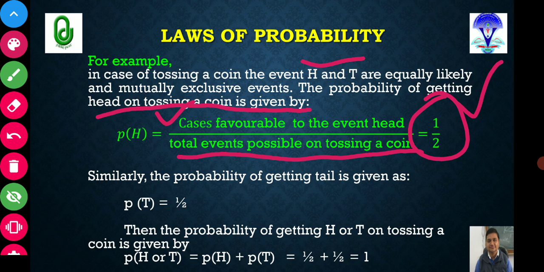That is why the probability comes to 1 by 2. Similarly, the probability of getting tail, P(T), will be 1 by 2. Then what will be the probability of either head or tail? P(H or T) is equal to the individual probability of occurrence of head plus the individual probability of occurrence of tail. So 1 by 2 plus 1 by 2 is equal to 1. This we have already discussed.